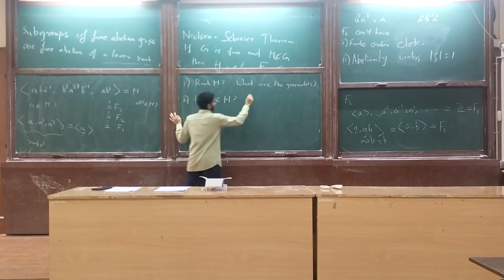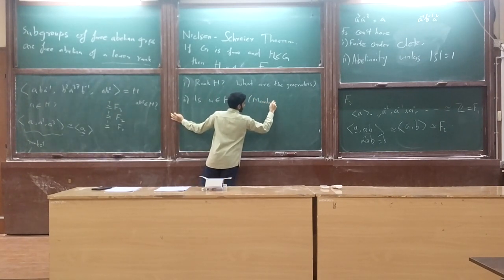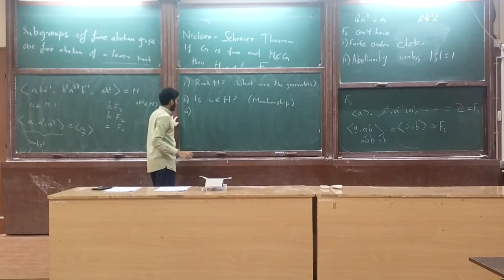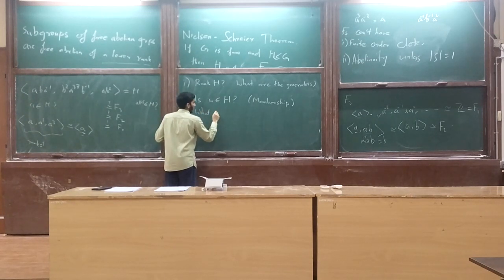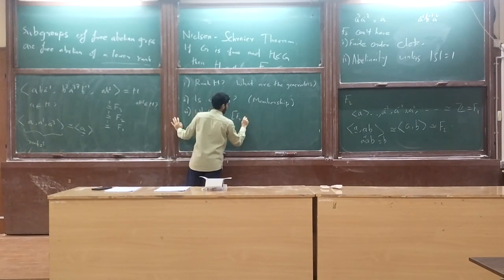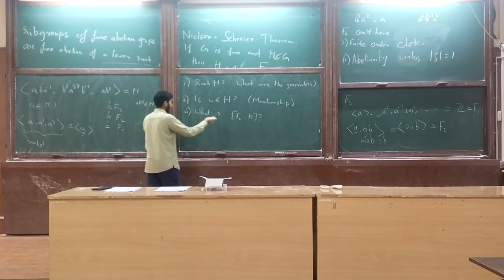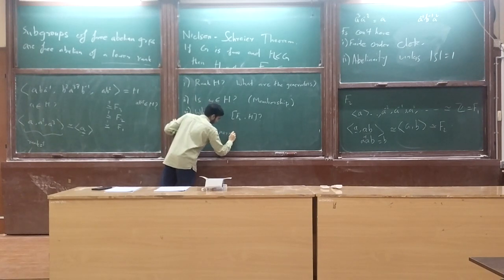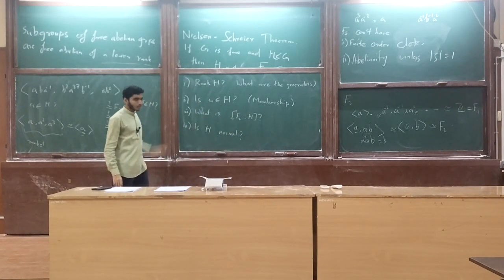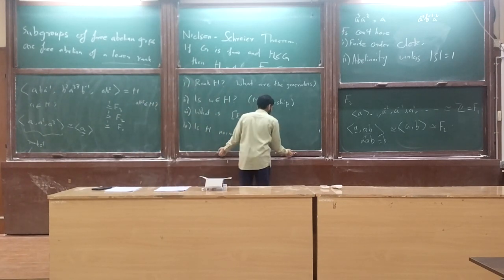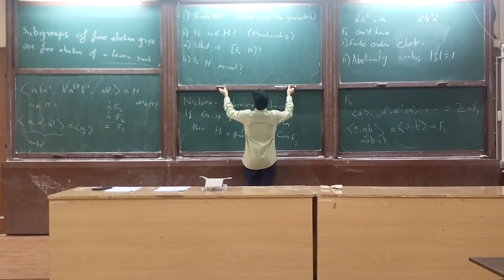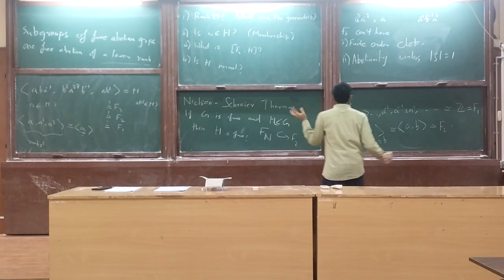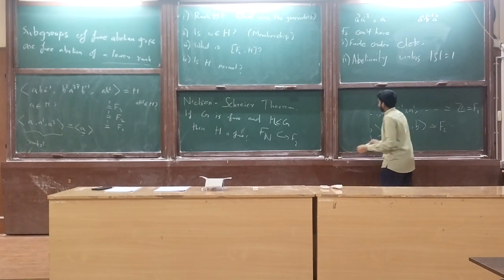Is W in H? So this is called the membership problem. Then the third problem is, what is the index of H in F2? Is H normal? So these are the 4 questions I have, and I will not erase these hopefully till the end. And now I'll give you the answers to these questions, and we'll see how easy they are.